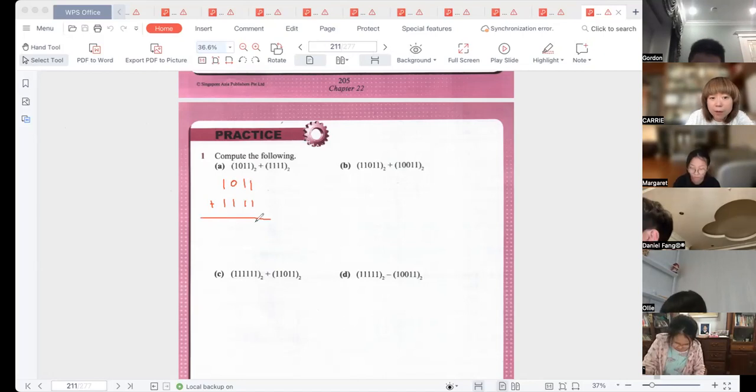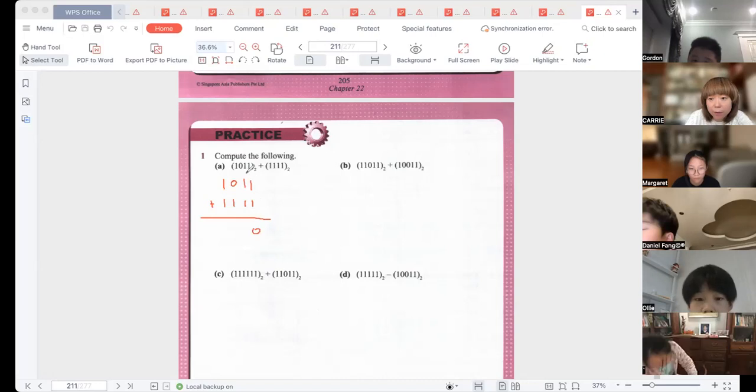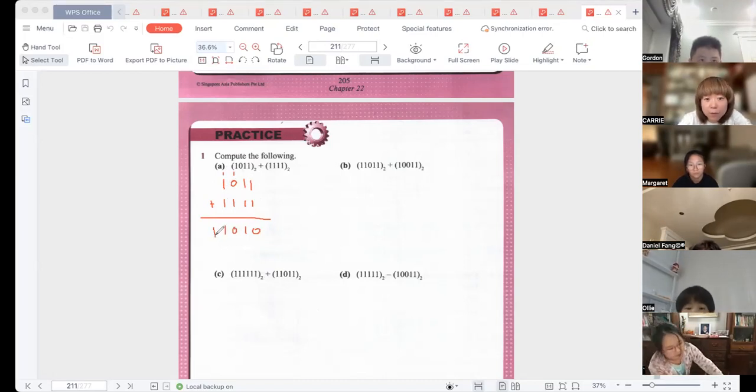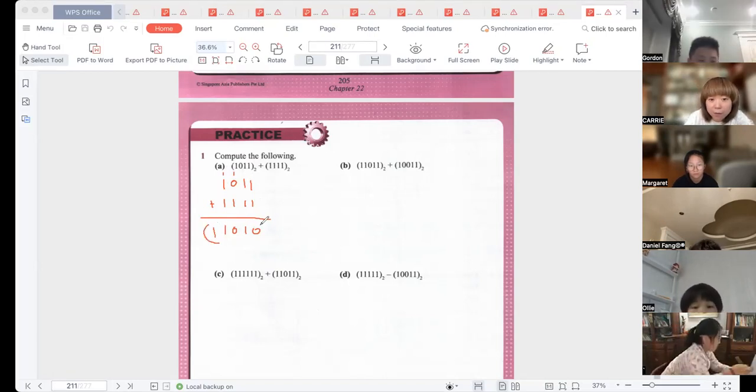So 1 plus 1 equals what? Equals 0 and carry over 1, right? So 1 plus 1 plus 1 equals 1 and carry over 1. So 1 plus 1 equals 0 and carry over 1. And 1 plus 1 plus carry over 1 equals 1, carry over 1. So the answer is 1, 1, 0, 1, 0. And everybody, don't forget it, the bracket is 2. So the base 2, correct?